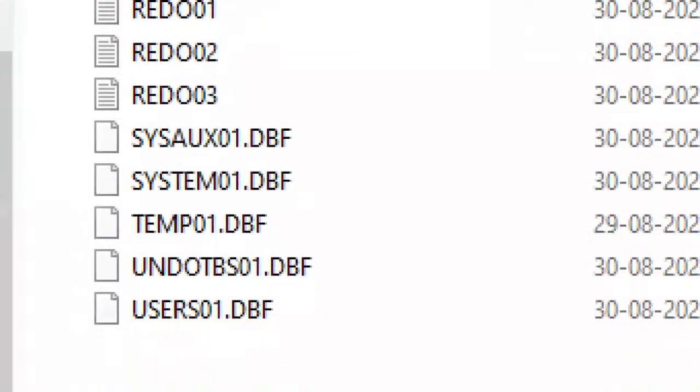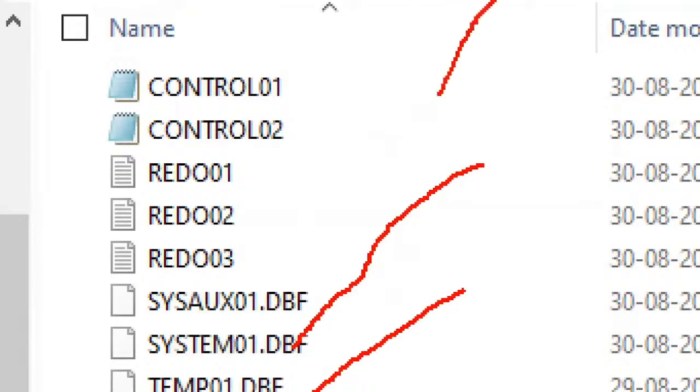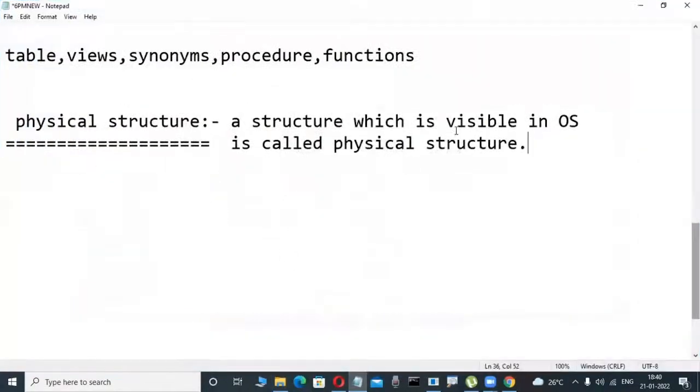These are data files, .dbf files. What is this? You don't have an idea; later you'll be familiar. Here, control files and redo log files. These files are visible in the operating system. That is called a physical structure.